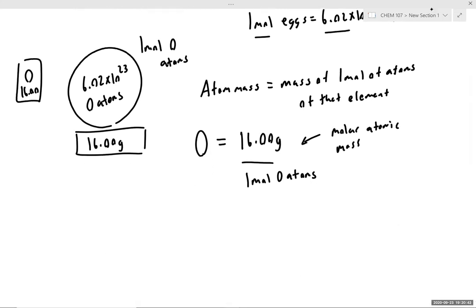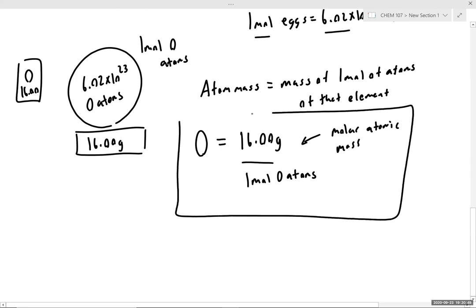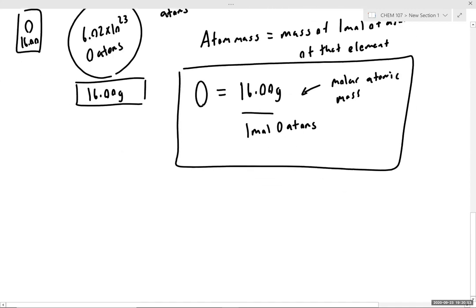Well, just like we can calculate a molar atomic mass, we can also calculate what is known as a molecular mass. And the molecular mass is the total mass of all atoms in a molecule.